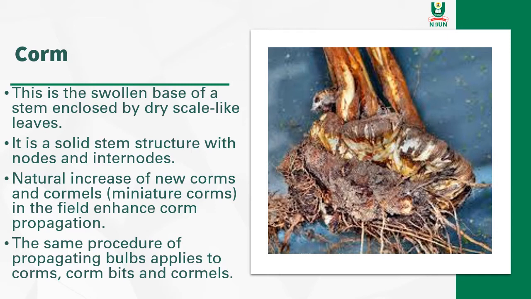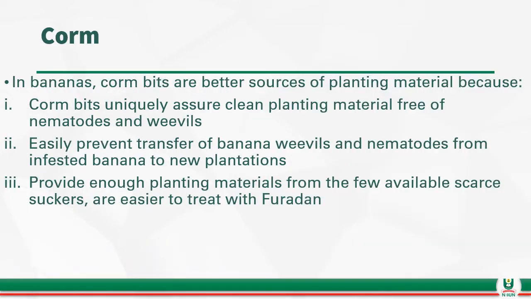So naturally, there is an increase of new corms and cormels, which is corm propagation. So when you have a lot of corms and cormels, you have a lot of plants. That's what that is saying technically. So you have corms in bananas, usually at the base, so they are very difficult to destroy. And the same procedure of propagation applies to the corm as well as the cormel.